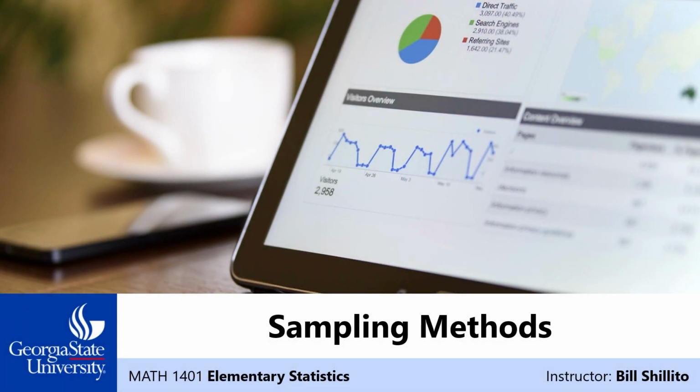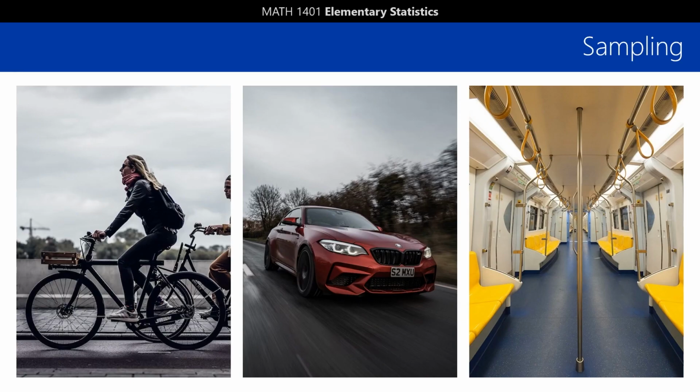In this video, we'll discuss different methods for selecting a sample from an overall population. By now, we've looked at many ways to analyze data, but we've left out an important part. How do you get that data in the first place? For example, suppose you wanted to find out how common different modes of transportation are among different students at your school. How would you go about finding that out?